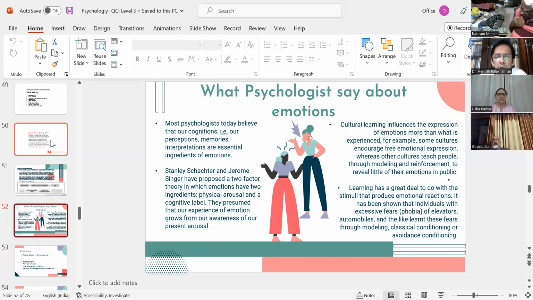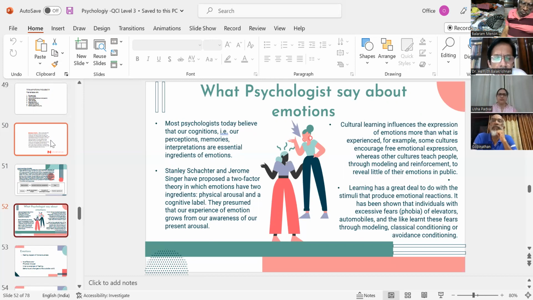What do psychologists say about emotions? Many psychologists today believe that our cognition, our ability to understand, our perception, memory, and interpretations are essential ingredients of emotions. So that means all those things: how do we see things? How do we memorize? How do we interpret? What is the role of language? When you study the Patanjali Yoga Sutra, 2.34, I suppose, it talks about Pratipaksha Bhavanam. How do you interpret?